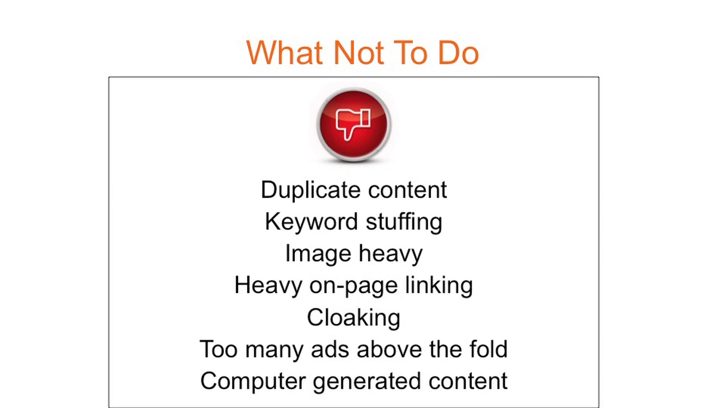The next area I want to cover is what not to do in on-site optimization. Starting with duplicate content. Duplicate content is using someone else's content on the web as your own. It's basically plagiarism, and Google can see that.